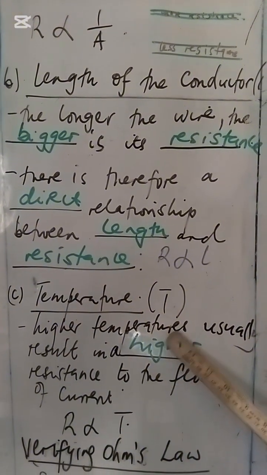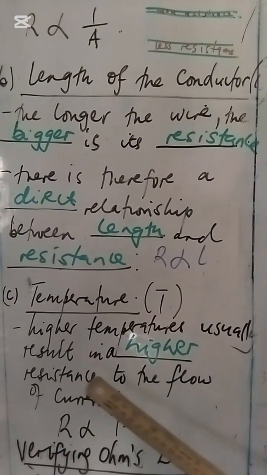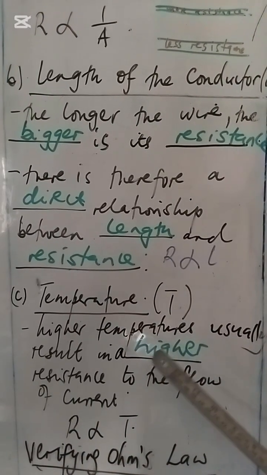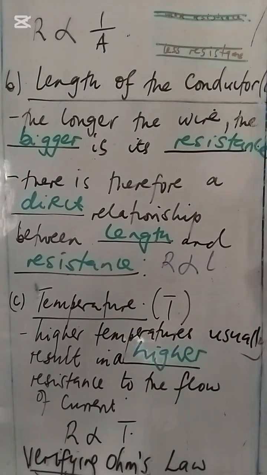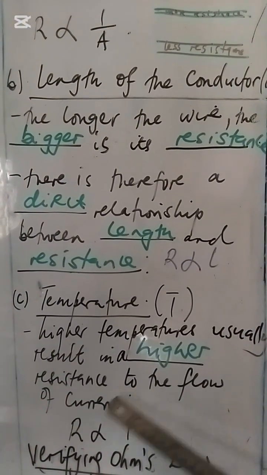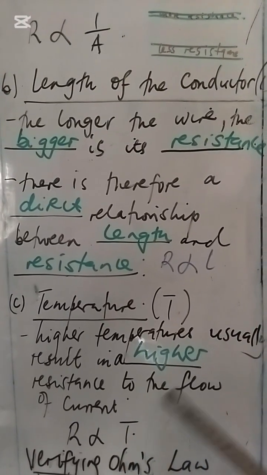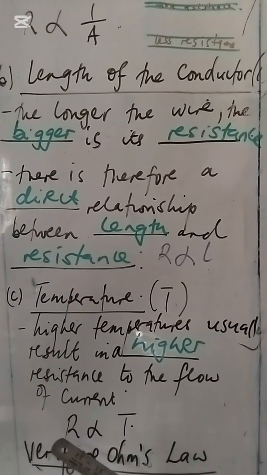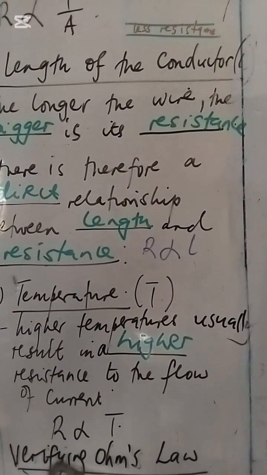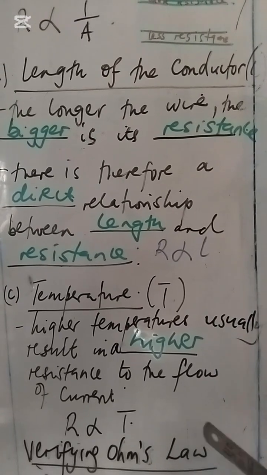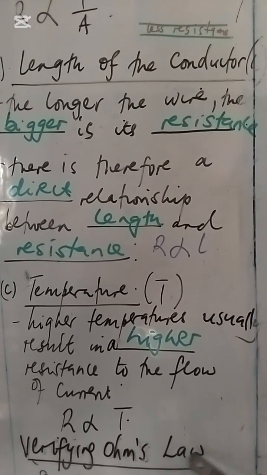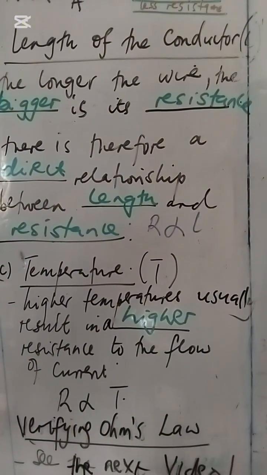Higher temperatures usually result in a higher resistance to the flow of current. Why? Because when temperature is high, particles vibrate faster, colliding with the charge, disturbing it, resulting in a higher resistance. Then there is a direct relationship as shown by this equation. Then verifying Ohm's law, we need to verify Ohm's law that voltage is equal to current times resistance, but we are going to do this in the next video.